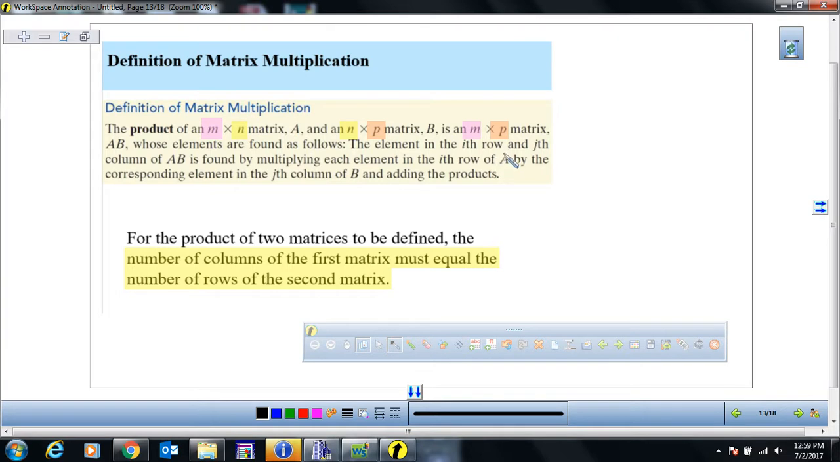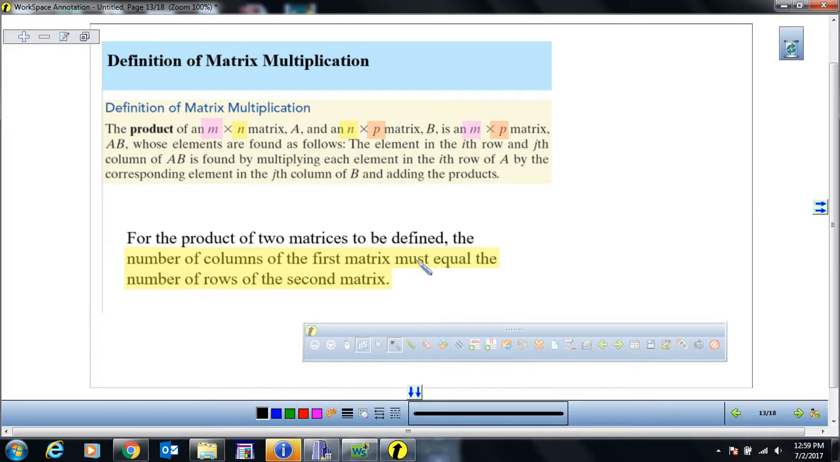Now, how do we multiply the values? It tells you the element in the ith row and jth column of AB is found by multiplying each element in the ith row of A by the corresponding element in the jth column of B.